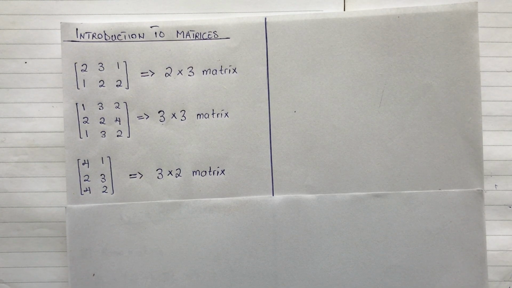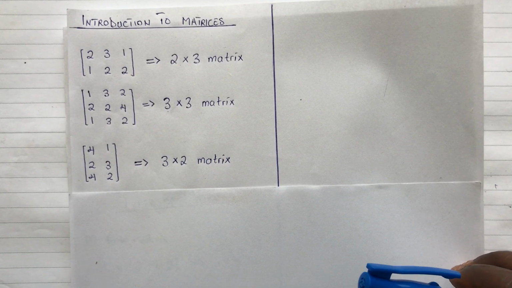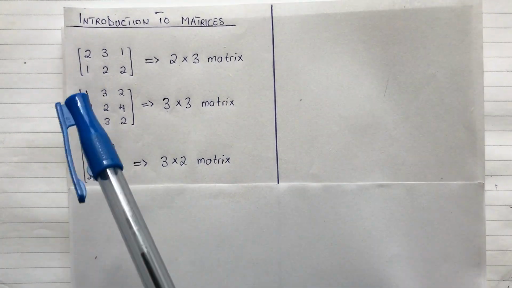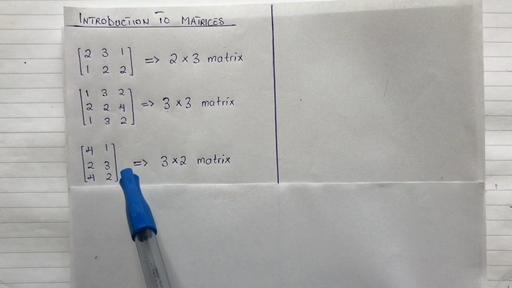Alright, so before we start, we need to know what a matrix is. Most of us are aware of this. We met it in basic school. So a matrix is a rectangular array of elements, and these elements are arranged in rows and columns. So we call it horizontal rows and vertical columns. So I have some examples here. I have a 2 by 3 matrix here, a 3 by 3, and then a 3 by 2.